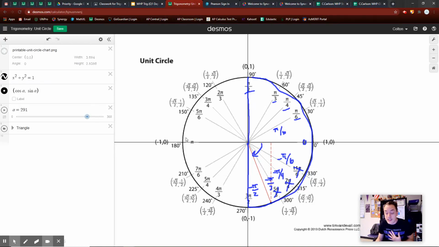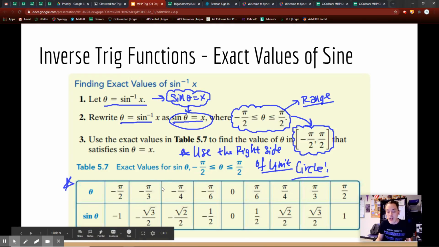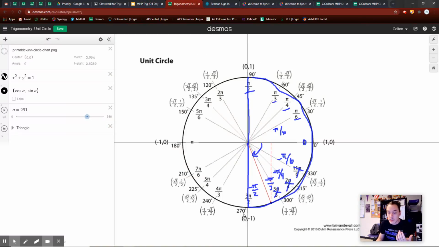So what does that mean for us? Now watch. You don't really need to write this down, though I encourage you to. Sine of theta equals 1, or sine of theta equals negative 1. Where on the unit circle, where I just highlighted, gives you sine of negative 1?